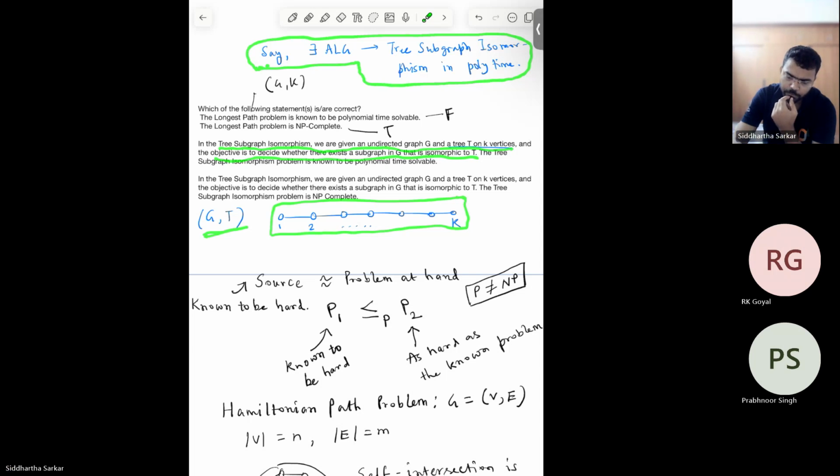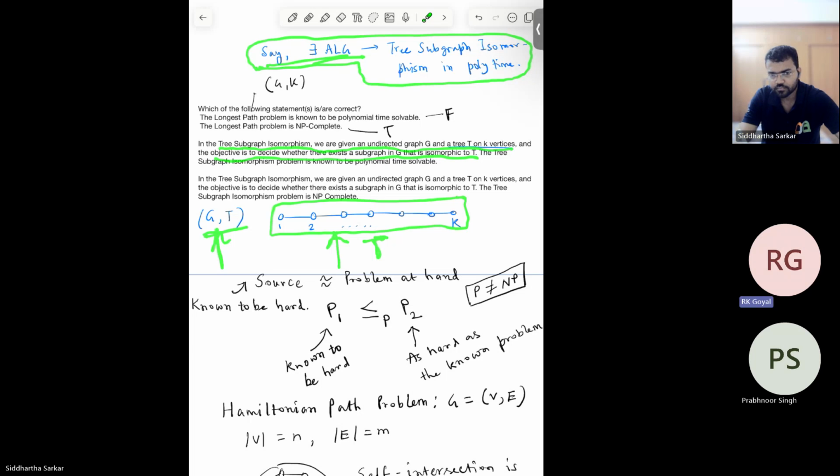So now, if I apply this algorithm ALG on the given graph and this path as T, then depending on whether this algorithm says yes or no, can I answer the longest path problem in this graph G?